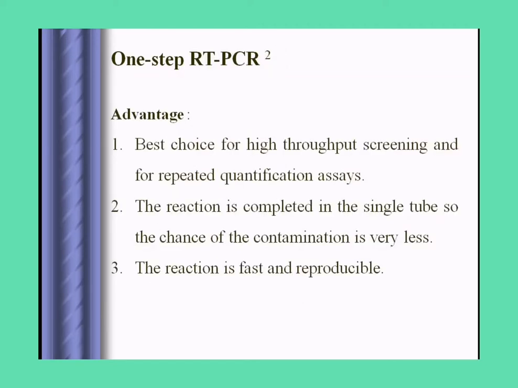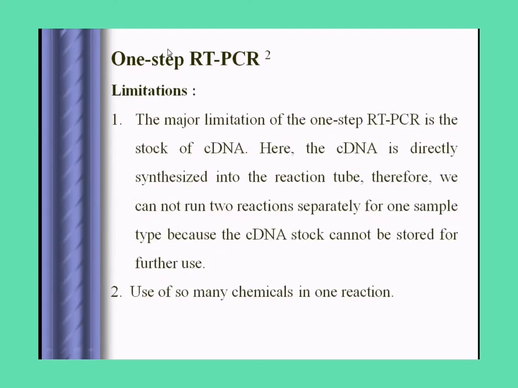Advantages of one-step RT-PCR: this is the best choice for high throughput screening and for repeated quantification assays. The reaction is completed in a single tube, so the chance of contamination is very low. The reaction is fast and reproducible. What are the limitations? The major limitation of one-step RT-PCR is the stock of complementary DNA. Here, the complementary DNA is directly synthesized in the reaction tube. Therefore, we cannot run two reactions separately for one sample type because the complementary DNA stock cannot be stored for further use. And second, the use of so many chemicals in one reaction.